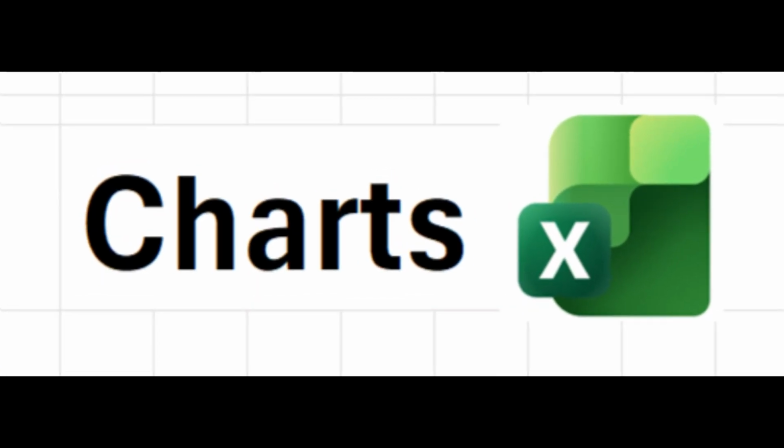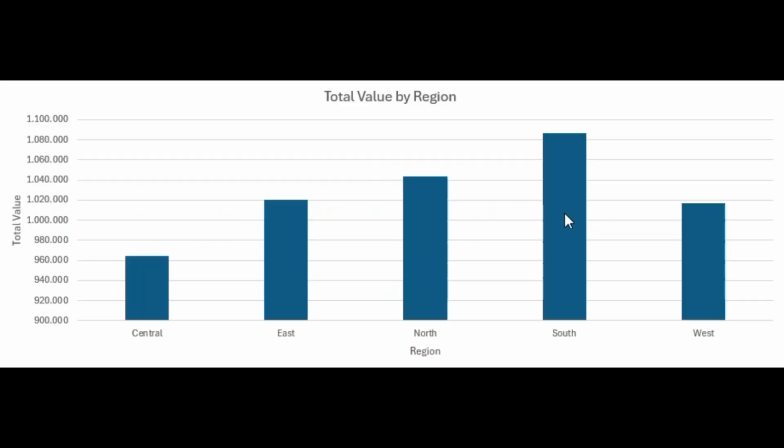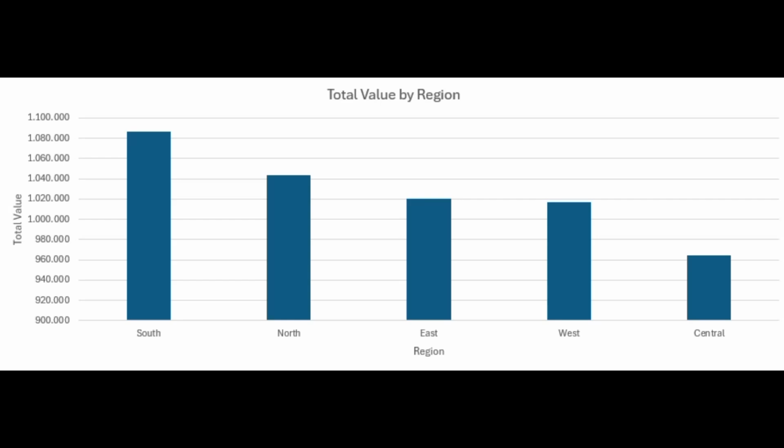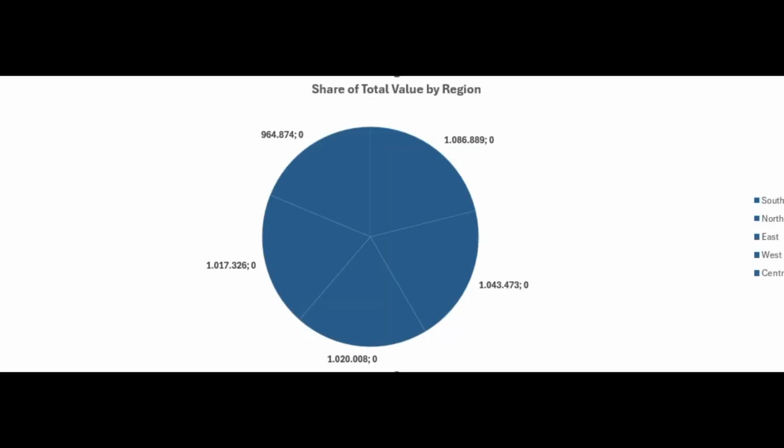Next up is charts. So you could ask, create a bar chart showing the total value by region. But again, you can keep using follow-up instructions. You could simply say, make the chart easier to read. Or ask it to change the chart type, title, labels, or the data being displayed.